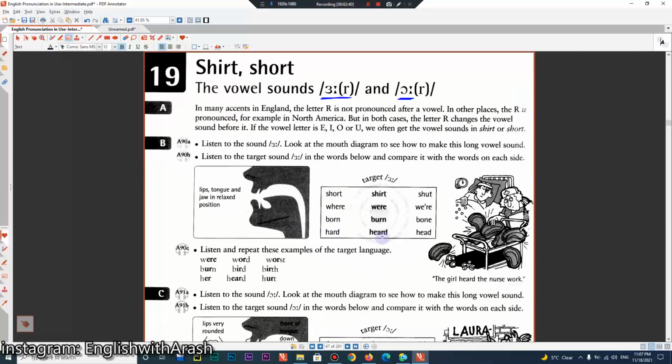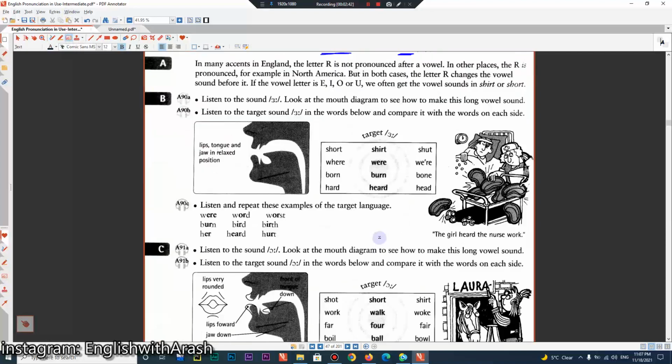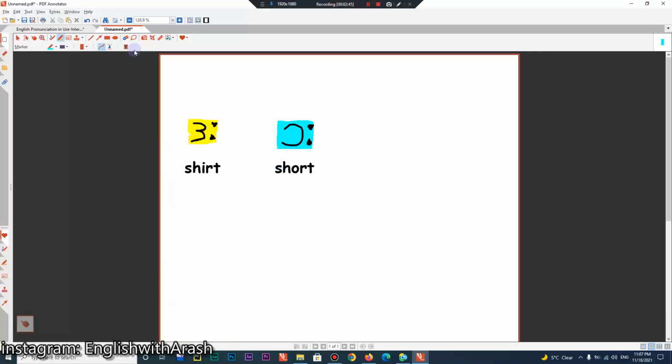And you can look at other examples too. Here you have burn and you have for. So I can also add them here. Burn and for. So you see, even this U here can have the A sound. Burn. Shirt. Here we have the O sound, short and for. Short, for.